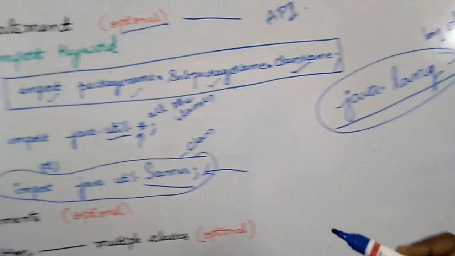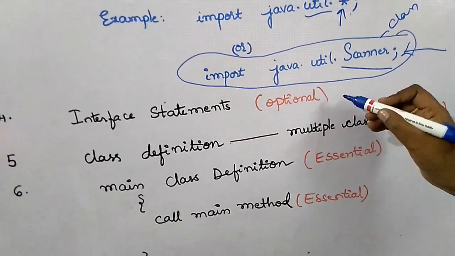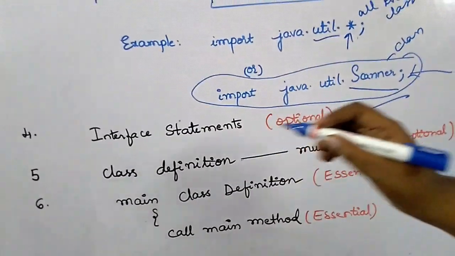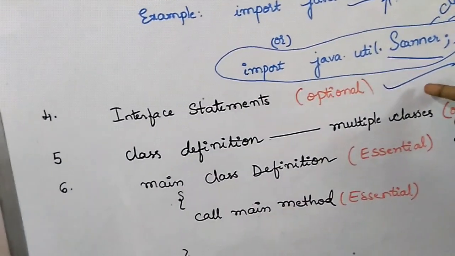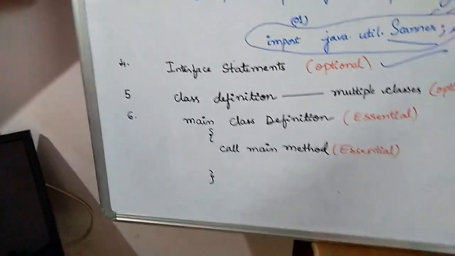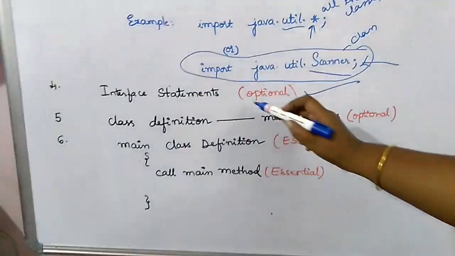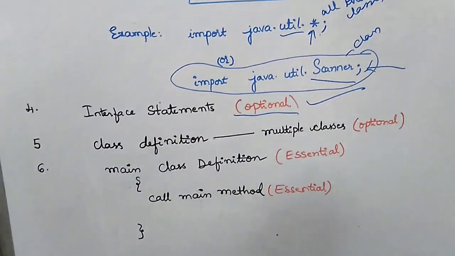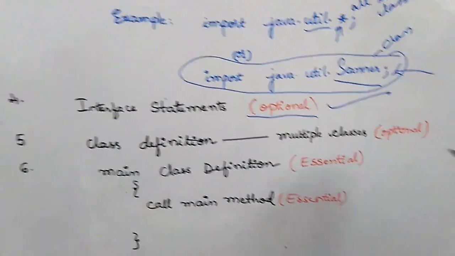Now coming to the next section. The next section is again optional. Whatever interface statements you have, you can include them, like interface A or B, whatever you want. This is also optional. If you want to include it, you will include it, else it's optional.